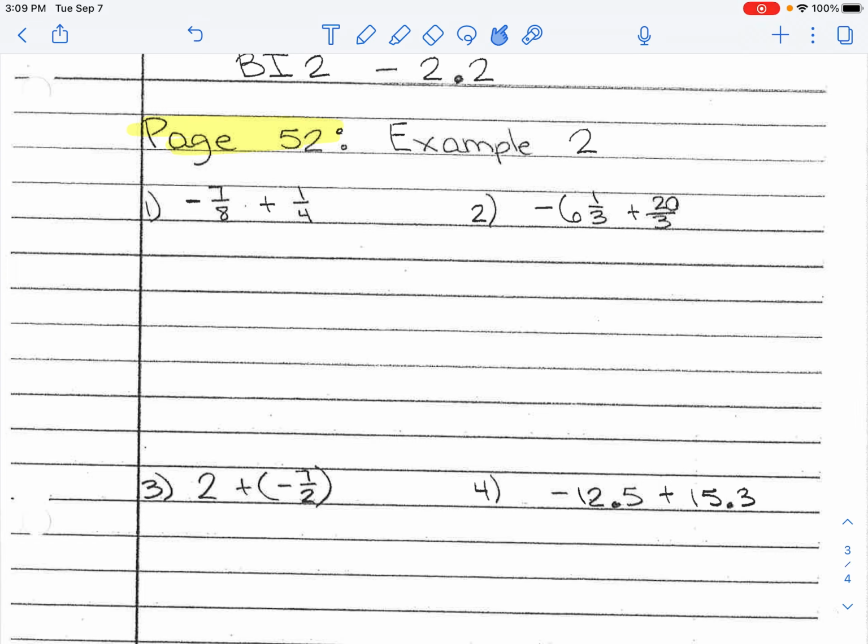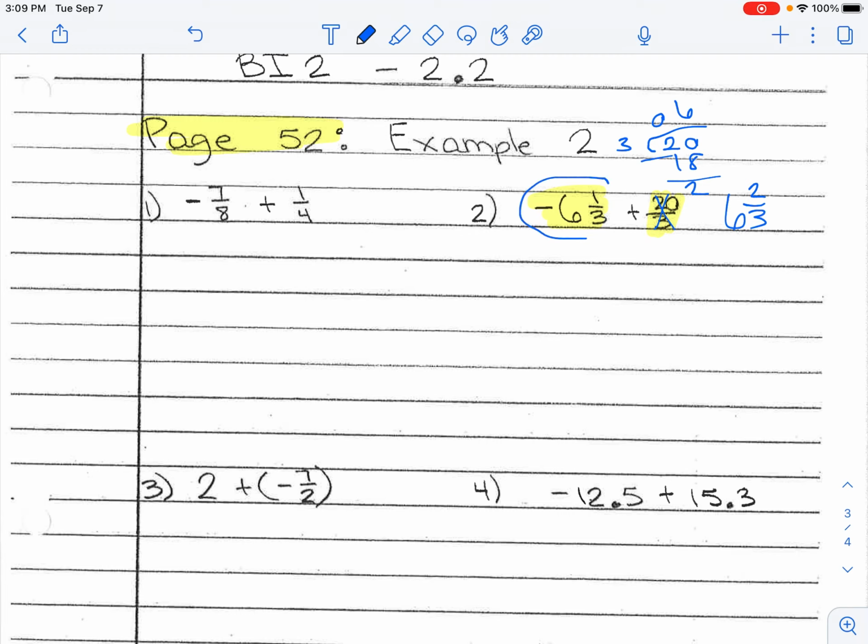All right, let's try this one. So I'm going to go to number 2. We've got negative 6 1/3 plus 20/3. That looks kind of weird. Negative 6 1/3 plus 20/3. So first of all, before we add, we have to make sure that they're both the same form of a number. So 20/3, so 20 divided by 3, that goes in 6 times with 2 left over. So that, I'm going to call that 6 2/3. That's going to be a positive 6 2/3.